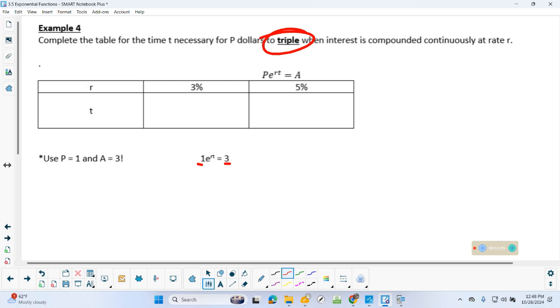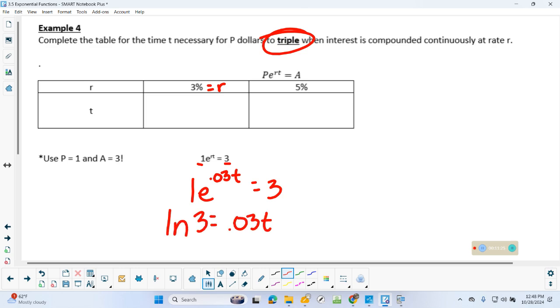Now, 3% is my first rate. We don't necessarily need to keep writing the 1, but I'm going to put it for dramatic emphasis. I'm going to put the 0.03 for our first blank we have to fill in. Now, same spiel. We're in exponential, so I'm going to convert it to log. We're past writing log base e. We all know it's ln. So we have ln of 3.